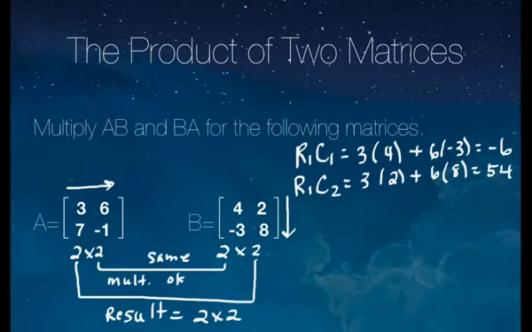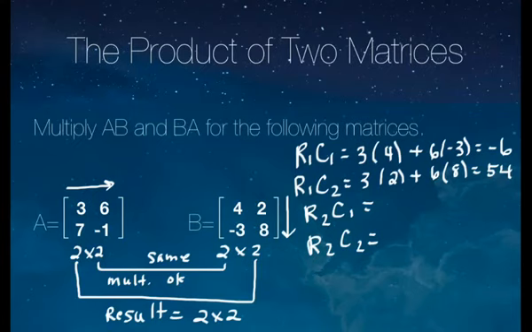Now, I'm going to write the notation up, but I'm going to let you finish the other two. So row 2, column 1, and then row 2, column 2. I'm going to give you about 60 seconds, and I want you to finish and write these out. See what you come up with.